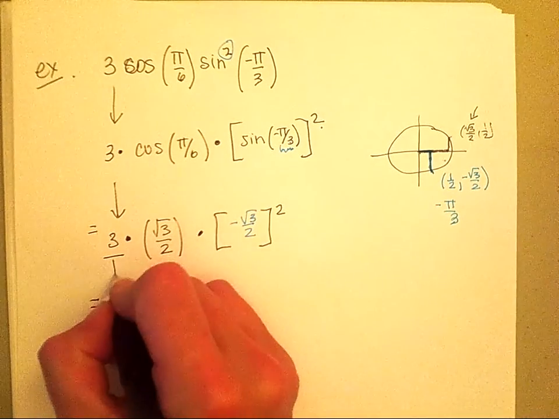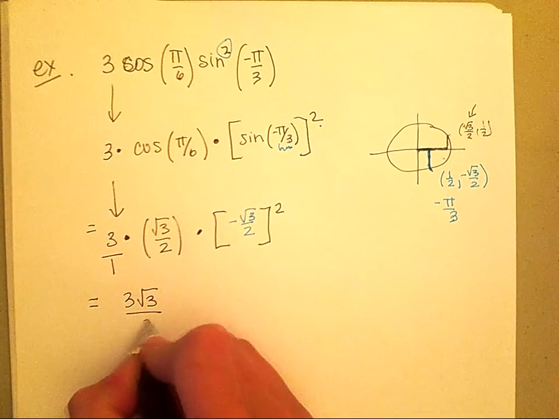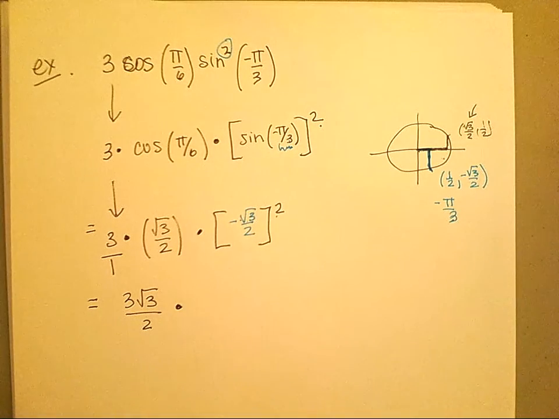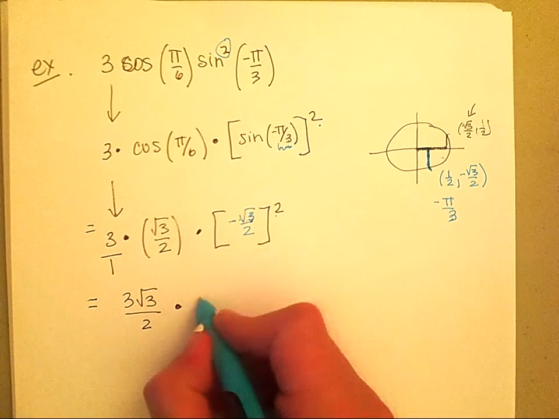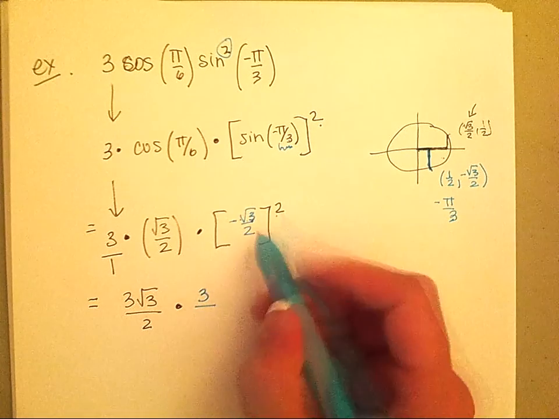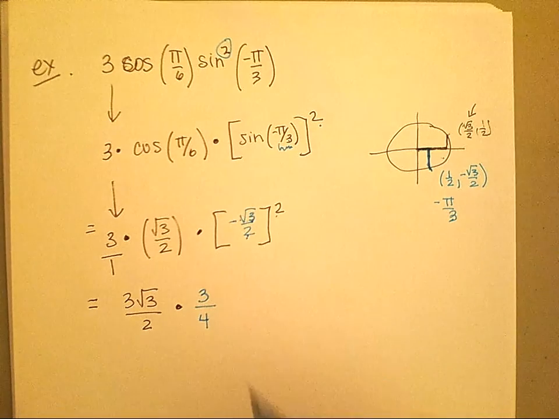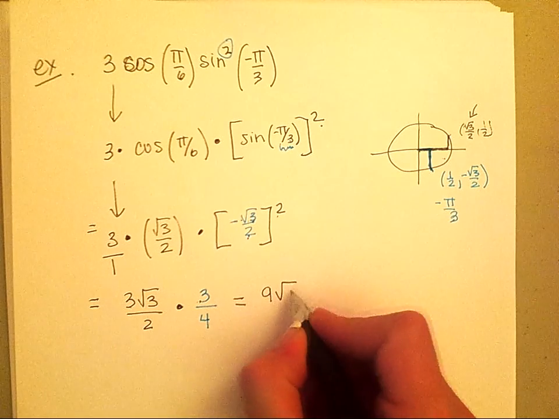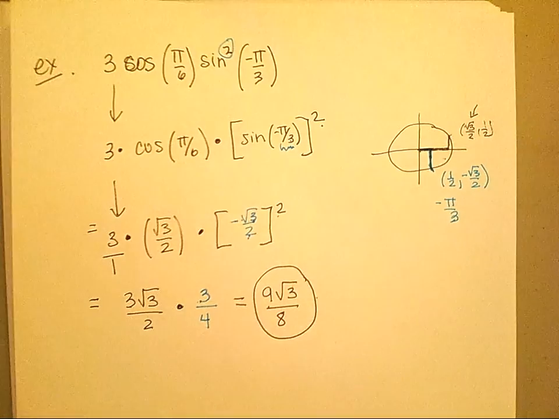Now we're almost finished. Okay, think about this as 3 over 1. So this is 3 square roots of 3 over 2 times, now I have to square this. The negative and negative will become positive. Square root of 3 times square root of 3 is 3, and 2 times 2 is 4. So in the end, 3 times 3 is 9, square roots of 3 over 8.